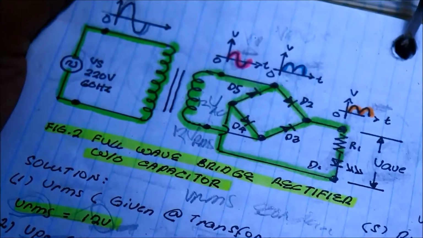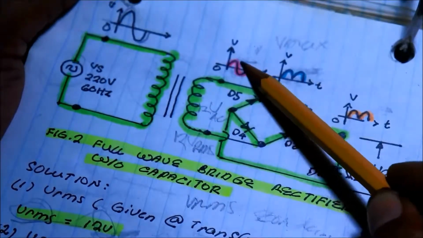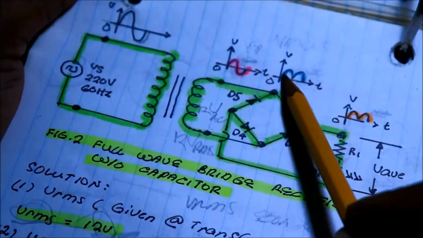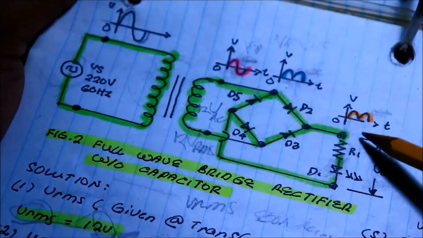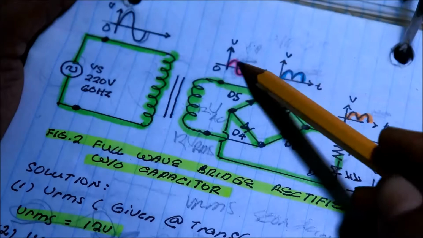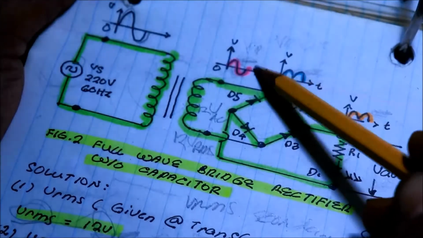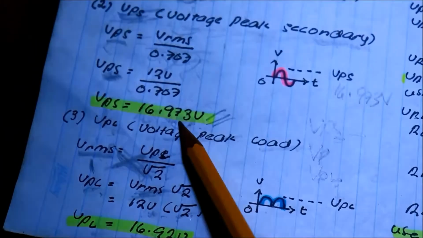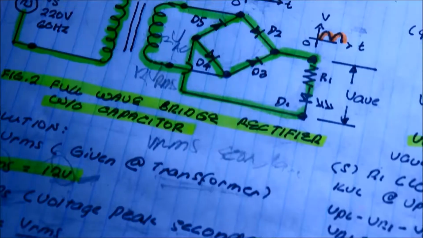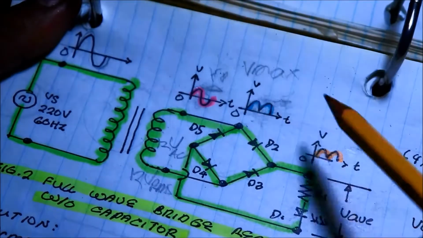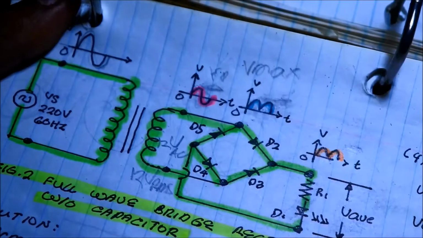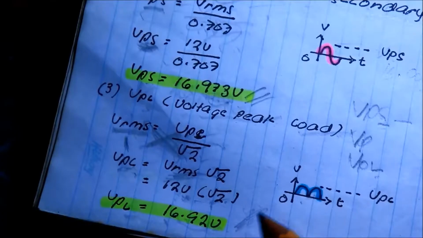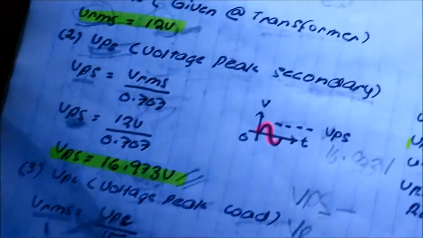Why? Because the peak remains, or the waveform is the same. The voltage peak of the load, of the rectifier, and of the secondary is almost the same: 16.92 for the load, and 16.973 for the secondary. The voltage peak of the load is the same as the voltage peak of the rectifier. That is now the third solution, the voltage peak of the load.